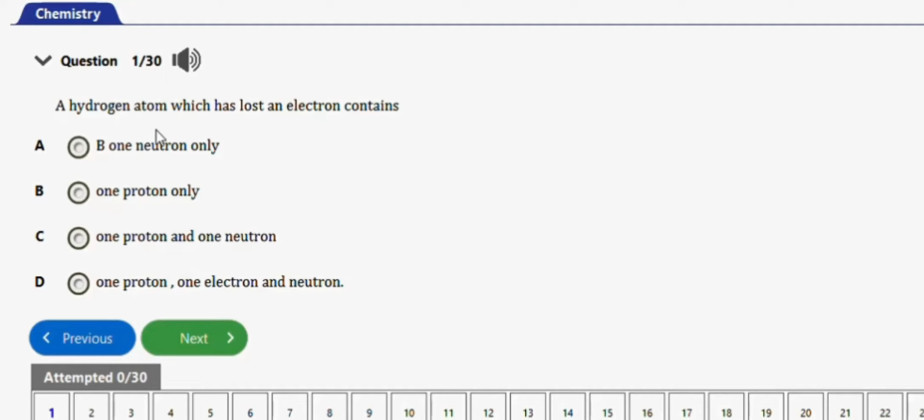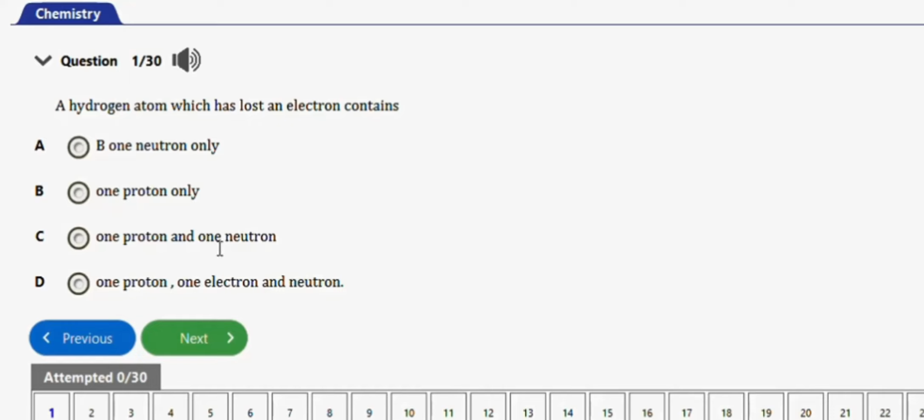Hydrogen is the first element in the periodic table, and in a neutral atom, the number of electrons equals the number of protons, and hydrogen has a mass number of 1, which shows that the number of neutrons is 0. So if the hydrogen loses one electron, what will remain will be the proton. So that's it for this question. The right option is option B.